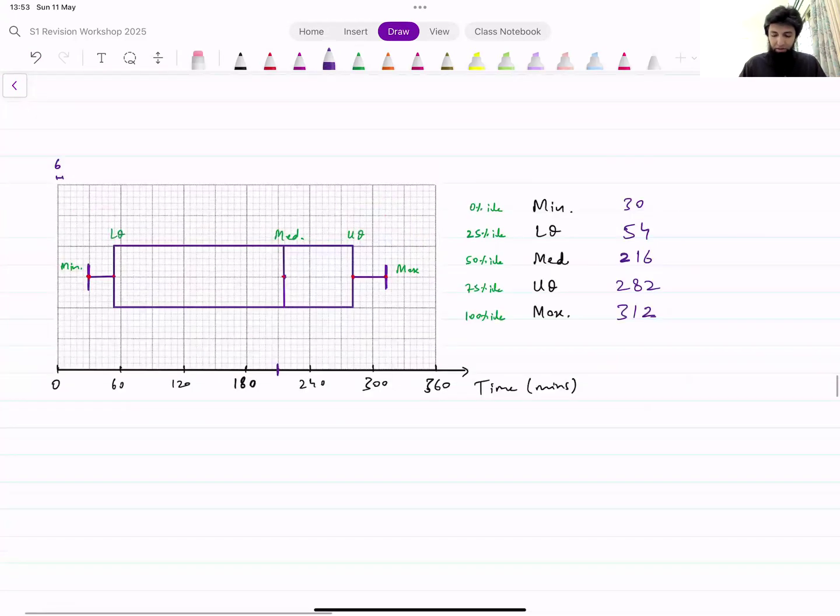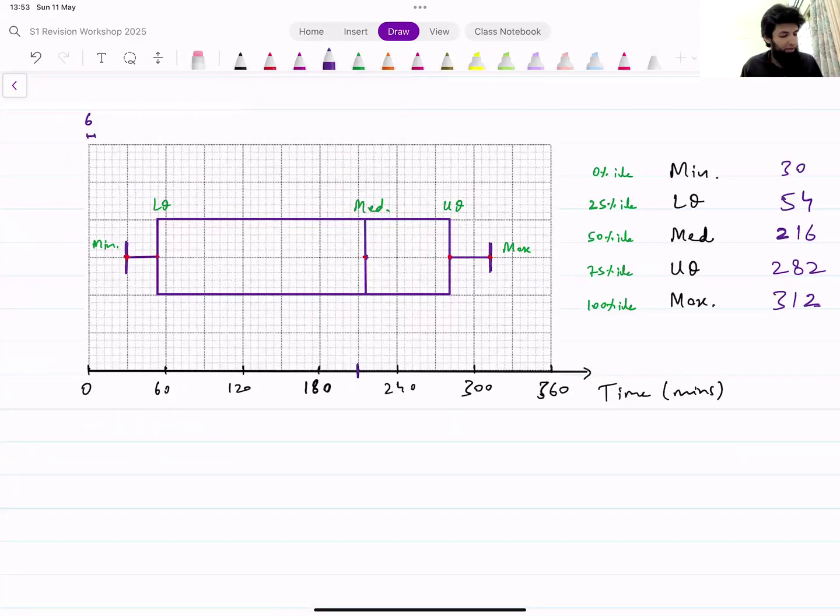And this is how you draw it. Make sure that you label this for all the diagrams that you make. Always make sure that you label them appropriately. On the horizontal axis here, you would say that this is time in minutes. Use the units there as well.